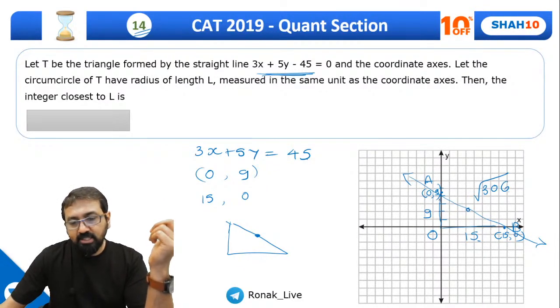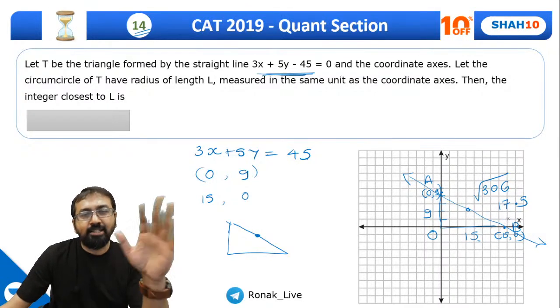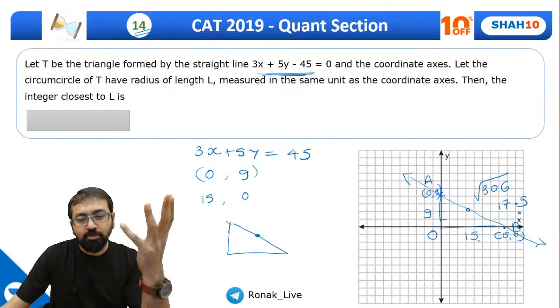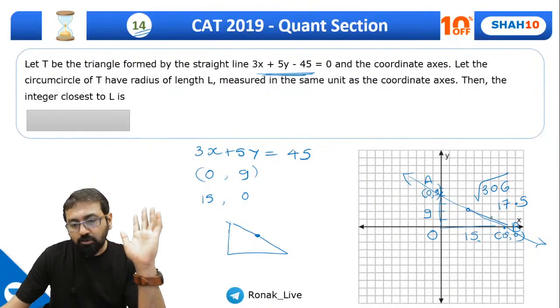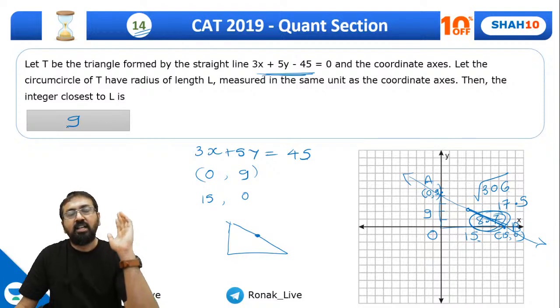So what will be this hypotenuse? Can I say it will be approximately 17.5, because it lies between 289 and 324, so it should come out to be something like 17.5. So what will be this radius? Half of that. Can I say, 9 2s are 18, so it will be 8.7 or something. So which is the closest integer? We'll say 9. So the answer has to be 9.